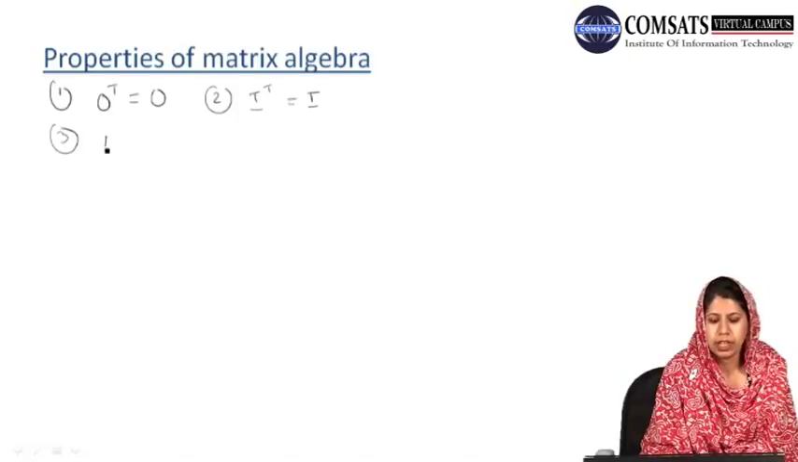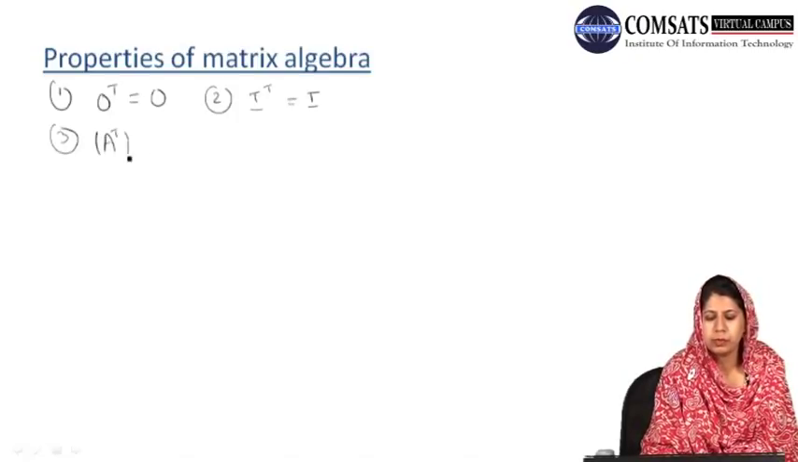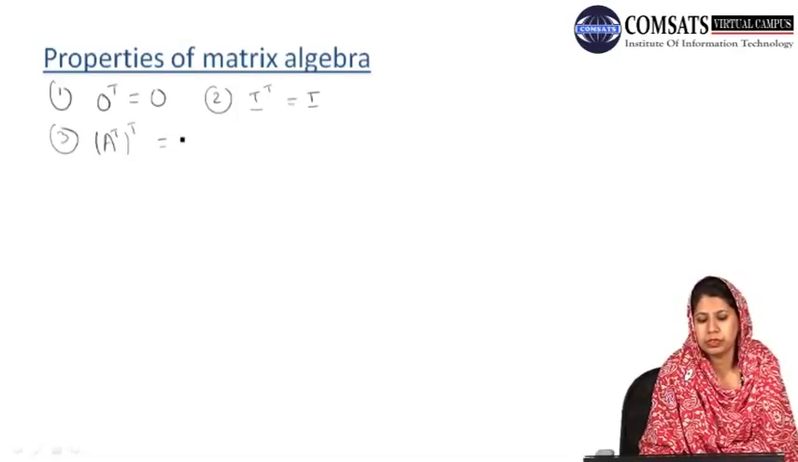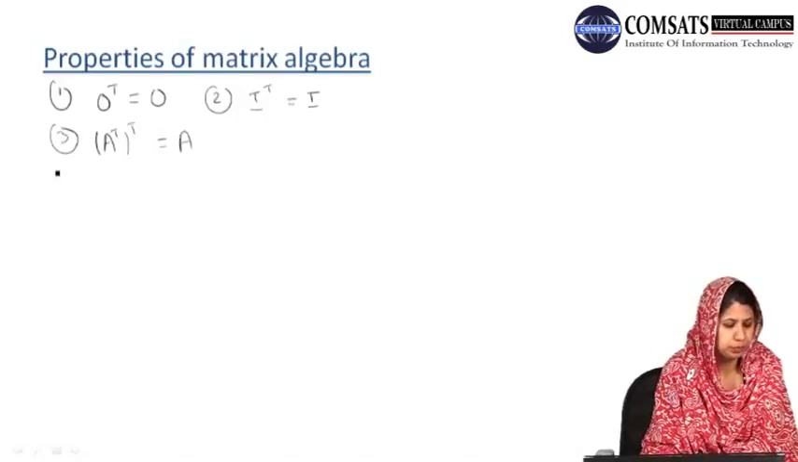The third property is: we have a matrix A with a transpose, and we take the transpose of it again. What would be the guess, what is the answer of this double transpose? The answer is simply our given matrix A. That is, the double transpose of a matrix is nothing but the original matrix.